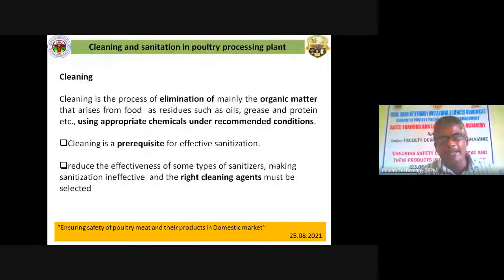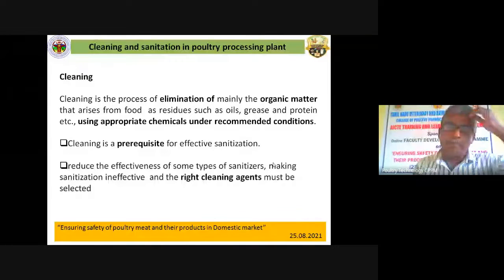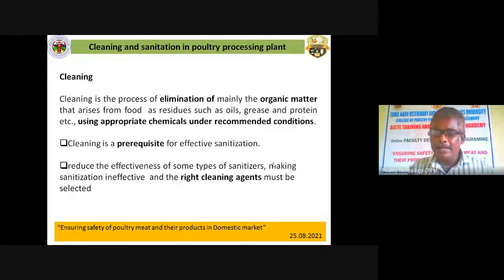The second important way to reduce the hazards in poultry meat is cleaning and sanitation. The third one is employee hygiene. So in this session we are going to see cleaning and sanitation of the meat processing plant as well as employee hygiene. So let me start with cleaning.